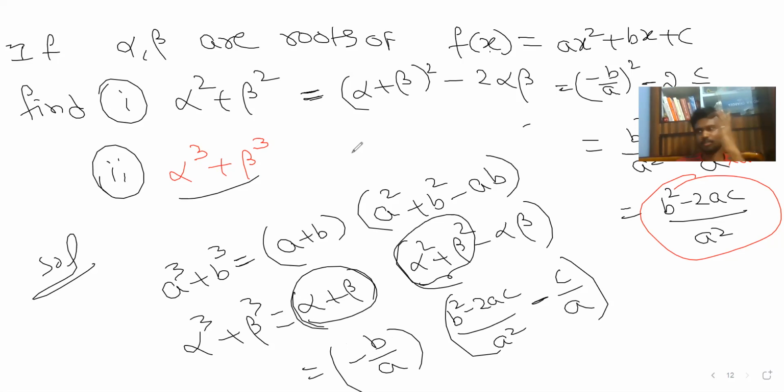Don't use the whole cube formula because that is of no use. You would need to find alpha square beta, and you don't know alpha square beta, so you can't use it. Use directly the formula for a cube plus b cube, and just simplify it. It's just substitution. There is nothing in this.